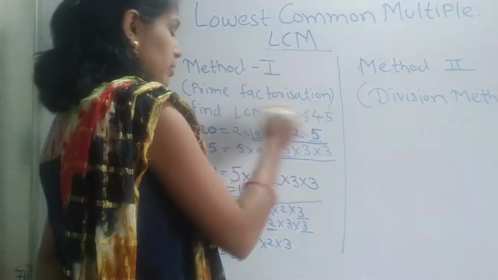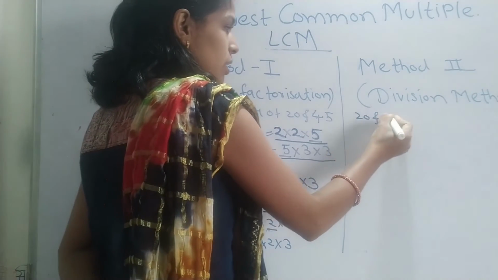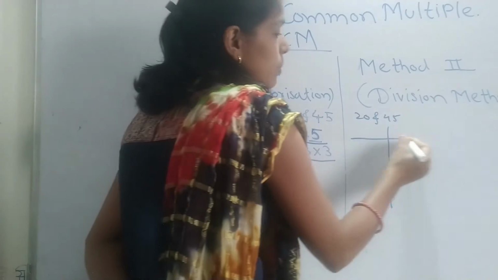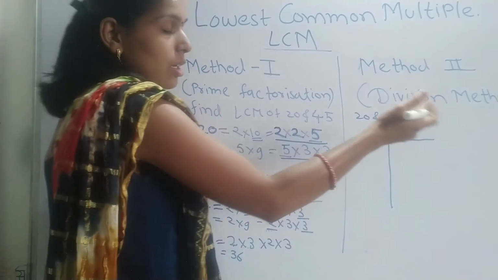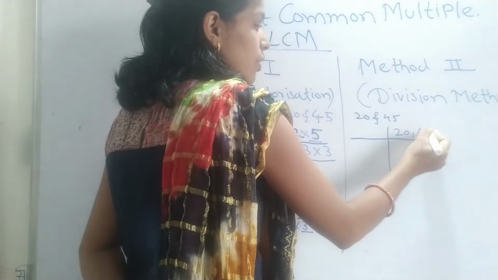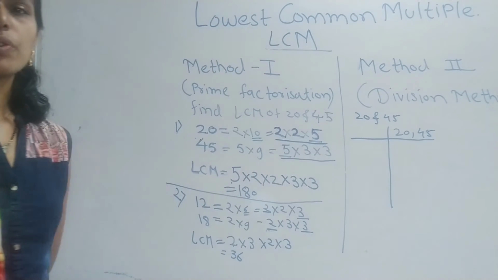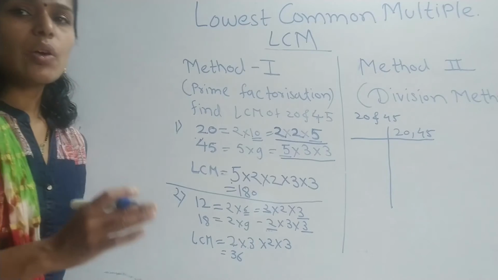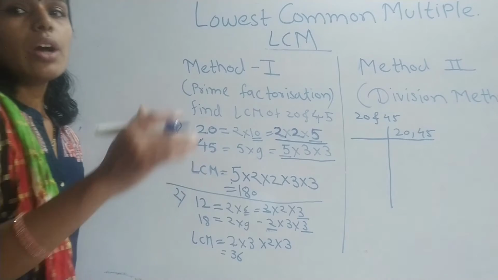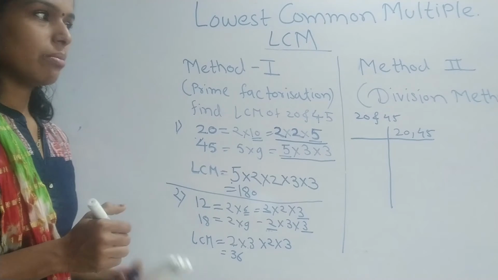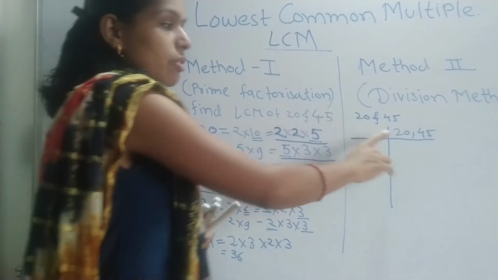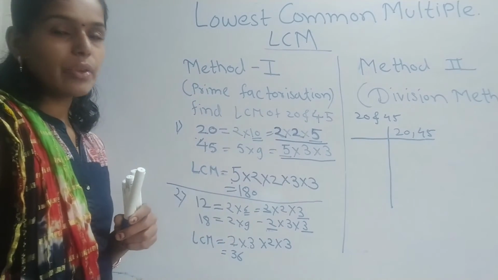Firstly, we are solving 20 and 45. I am going to draw a standing line, then a sleeping line, and to the right side of that sleeping line, I am writing the numbers 20 and 45, because I have to find the LCM of 20 and 45. If I have to find the LCM of three numbers, then all three numbers I'll write there. Now I'll divide both numbers with a prime number. Which prime number divides both numbers? 2 is a prime number. 2 divides 20 but does not divide 45. 2 is not a factor of 45.